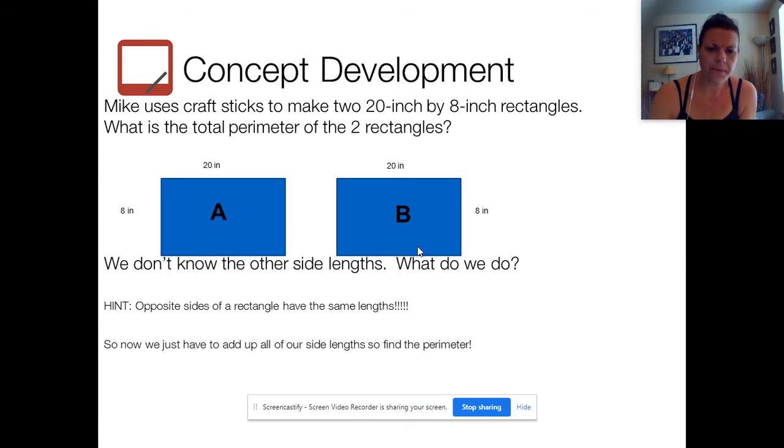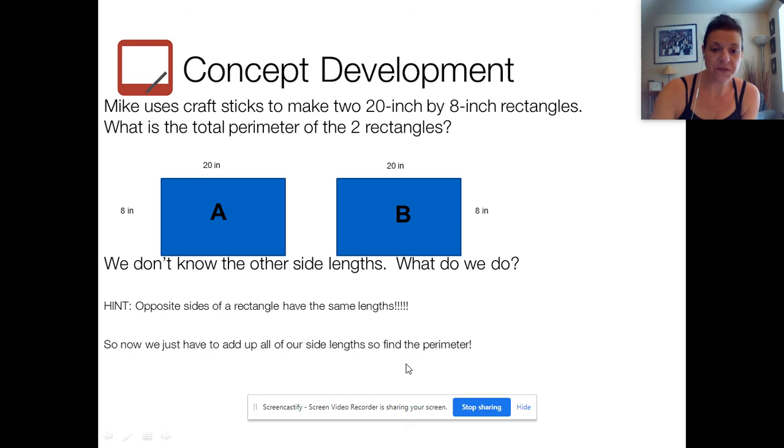Well, we just need to plug in those numbers then, I guess. If we know that one side is 20 up here, well, then the opposite side is going to be what? It's going to be 20. That's right. And if this side is 8, here's the opposite side. What's this going to be? 8. And same here, 20 and 20, 8 and 8.